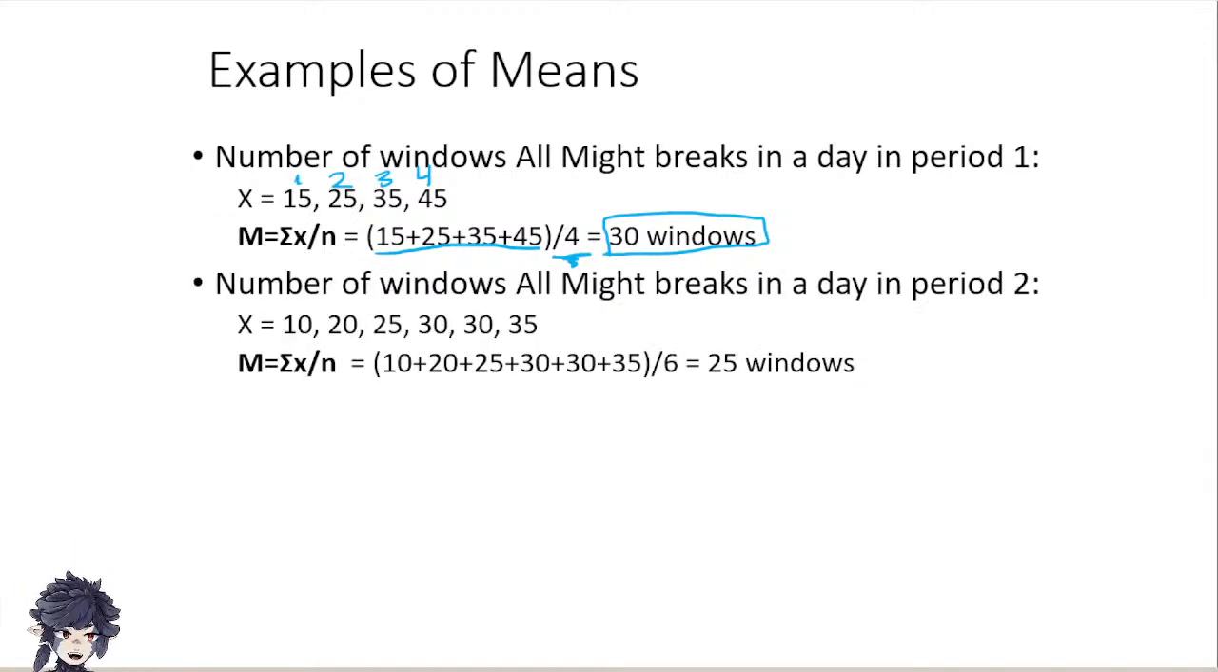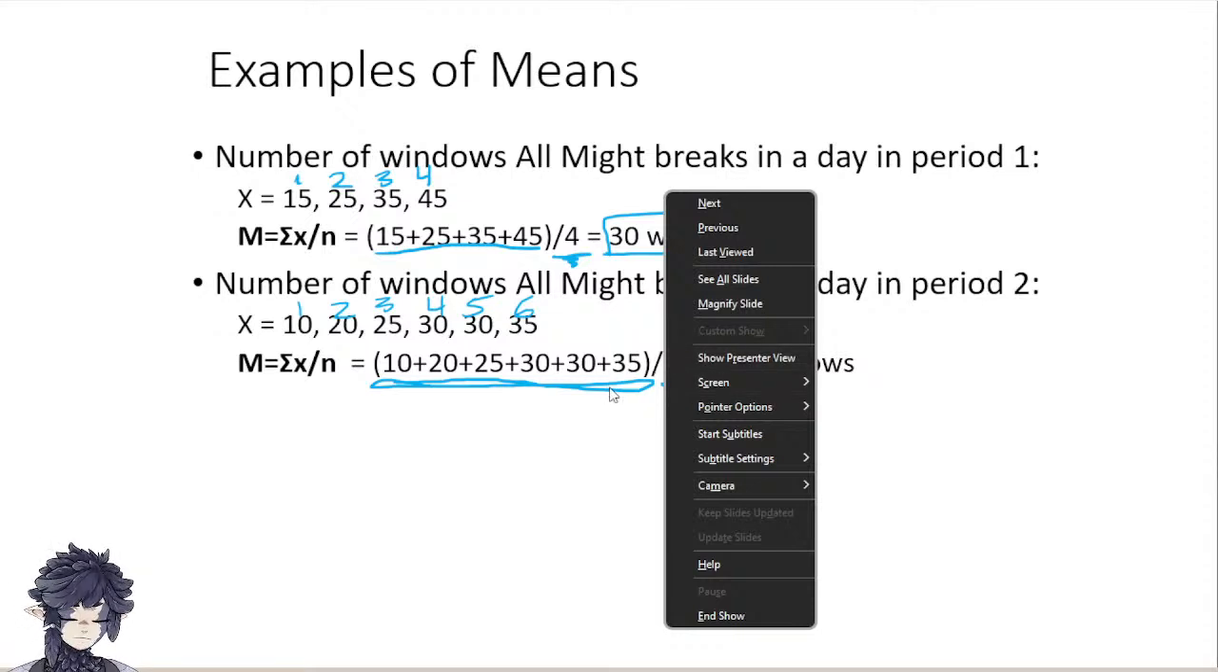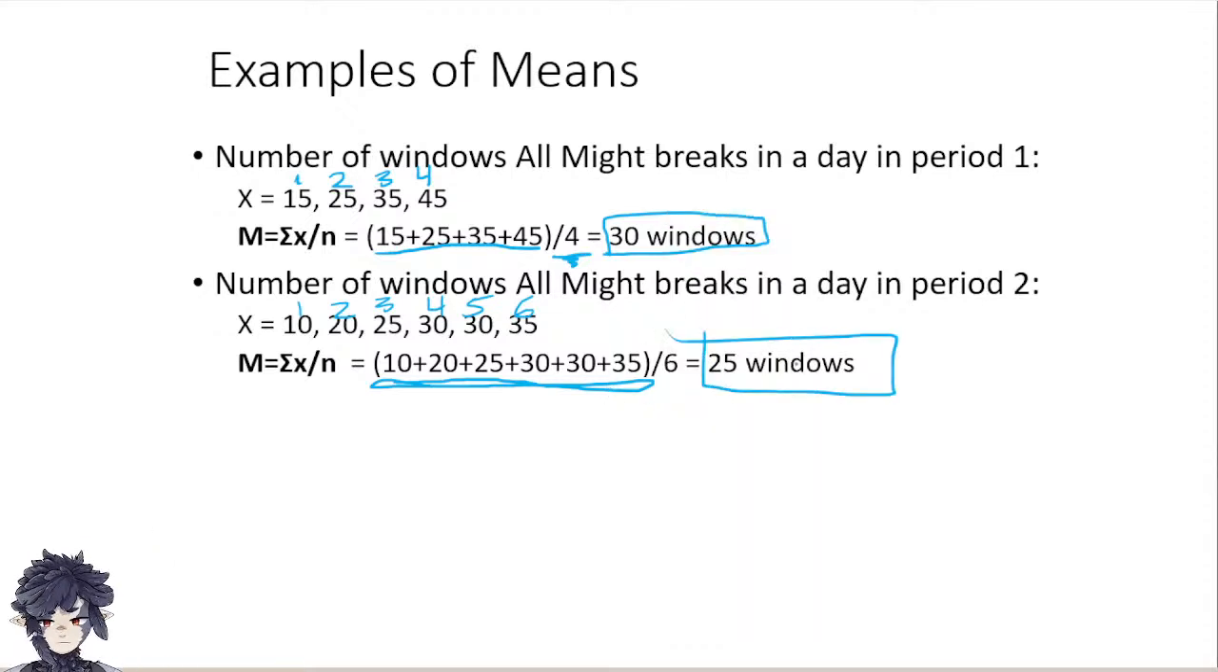Then we might have period 2, and in this time we have a different number of days. We have 1, 2, 3, 4, 5, 6 days. We were somehow able to observe him for a longer period of time. Day 1, he broke 10 windows. Day 2 was 20. Day 3 was 25, and so on. To calculate the average, or the mean, we do it exactly as we did before. We add together all the windows that he broke over this time period and divide by the number of days, so divided by 6, for an average of 25 windows broken.